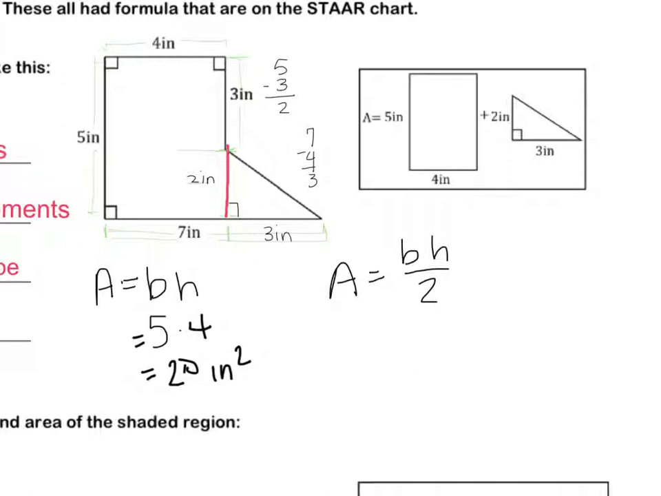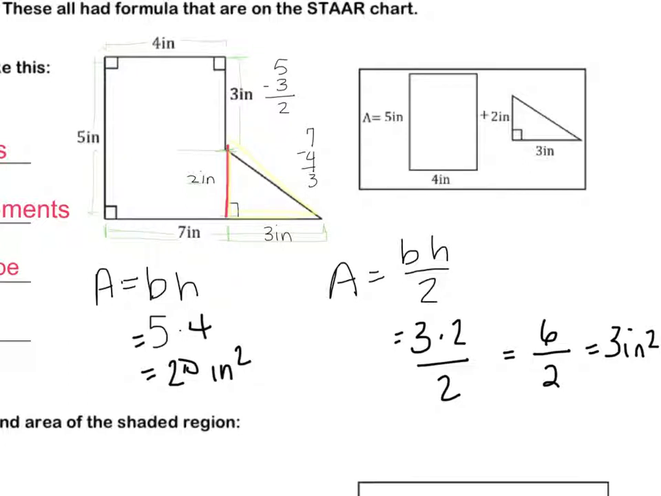So let's look at the triangle. The triangle, and I'm going to try and use my highlighter here, is this length right here. And so again, we need to make sure we're pulling the triangle's measurements. And so we have 3 times 2, and we divide that by 2. So 3 times 2 is 6, divided by 2, and I would have 3 inches squared.